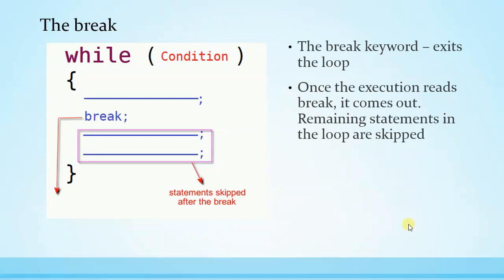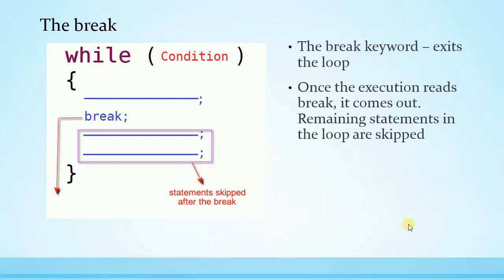In the left side picture, you are seeing a while loop. In the while loop there are 4 statements. In the second statement we placed a break statement, or actually a keyword in Java, the break keyword. When the execution flow occurs, it executes the first statement. Then when it executes the break, it comes out of the loop.